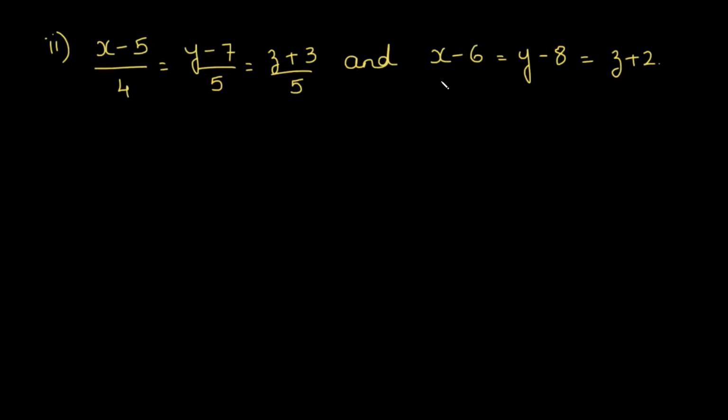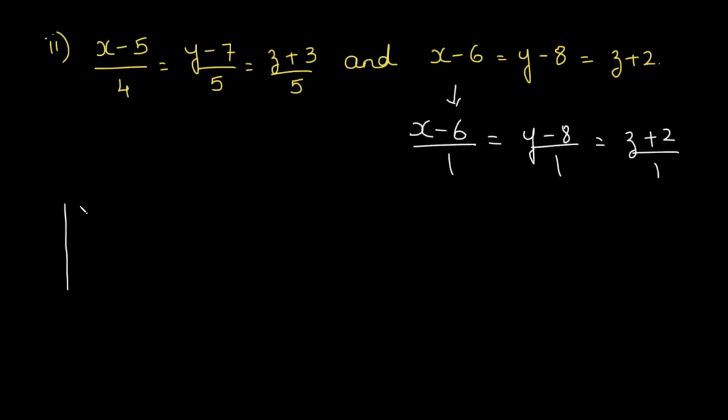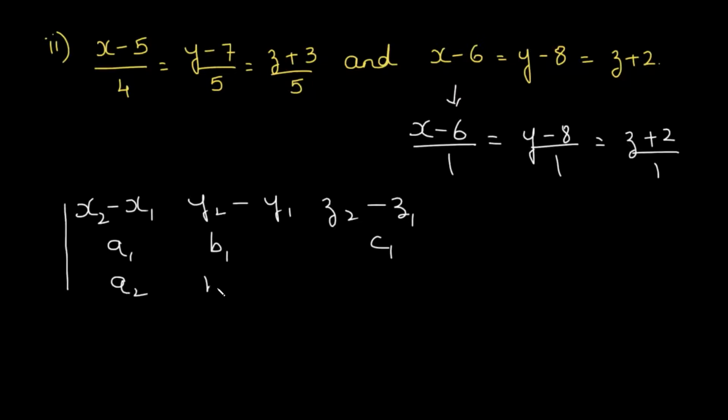Now what about the second equation? This equation can be modified like this. So this becomes (x minus 6) upon 1 is equal to (y minus 8) upon 1 is equal to (z plus 2) upon 1. So these two lines are given. Here we use this formula: the mod of the determinant with rows x2 minus x1, y2 minus y1, z2 minus z1; a1, b1, c1; and a2, b2, c2. If this comes out as 0, the lines intersect. If it doesn't come out 0, of course the lines do not intersect.